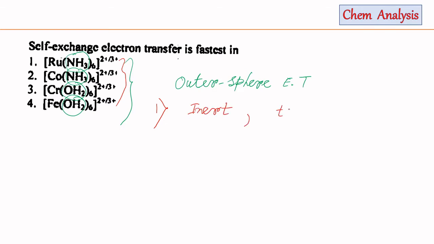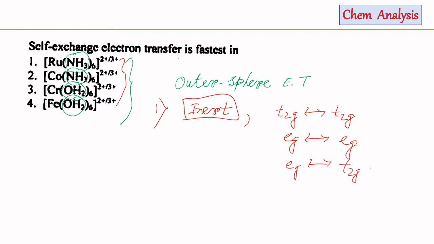And if the electron transfer occurs from t2g to t2g, then the electron transfer will be faster in comparison to eg to eg or eg to t2g electron transfer. Okay. And the complex should be inert instead of labile. Now if you consider the metal complexes, in the first case you will see ruthenium 2 and ruthenium 3, and ruthenium is a 4d series metal, and the ligand attached to the ruthenium center is ammonia, that is a strong field ligand.